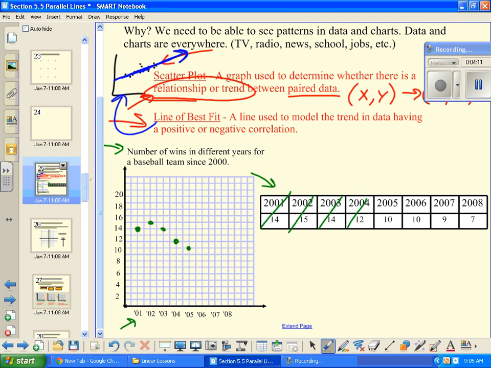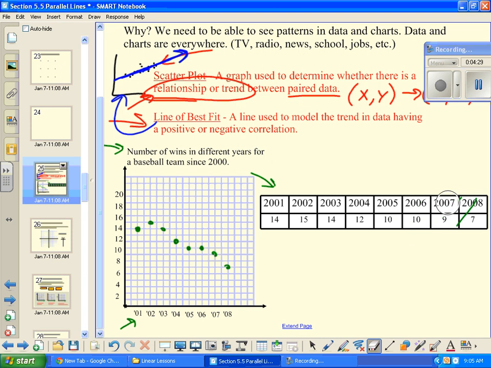2005, 10. 2006, they also had 10 wins. 2007, they had 9 wins. And 2008, they had 7 wins. So there's my scatter plot for this paired set of data, or paired data.